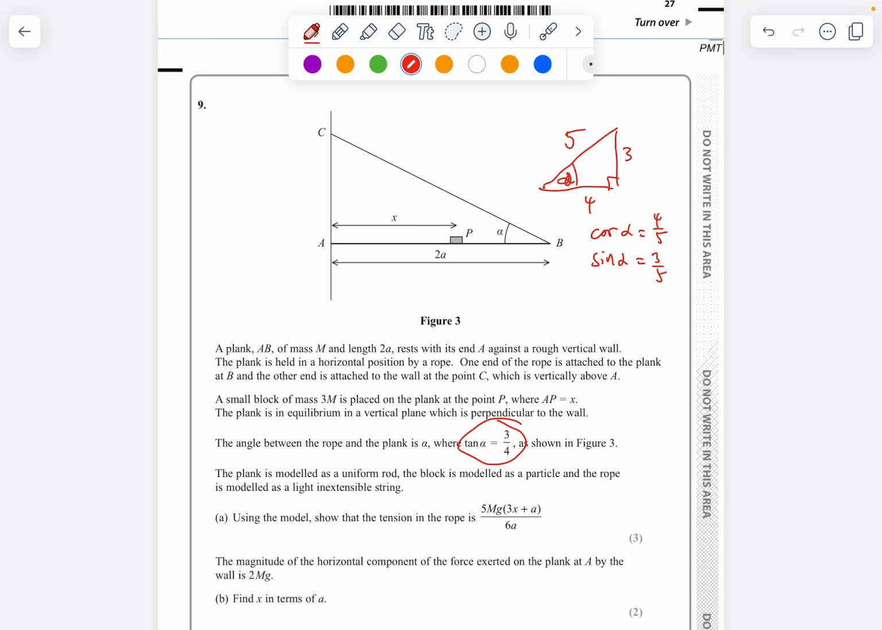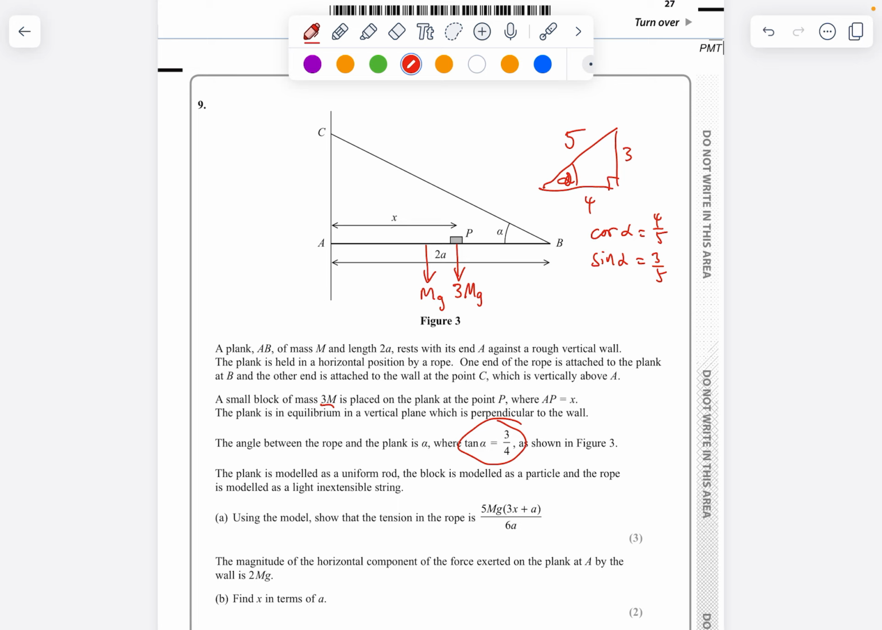As this is 2a, I've got the weight because I am told that this has mass m. And I'm told that P, my block, has a mass of 3m. They're both being acted on by gravity, so they're both going to be mg.